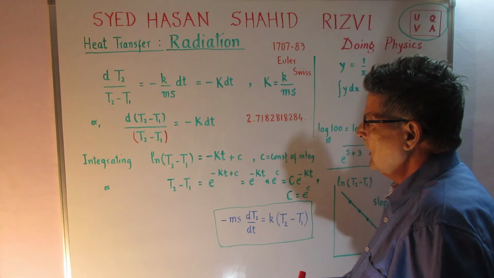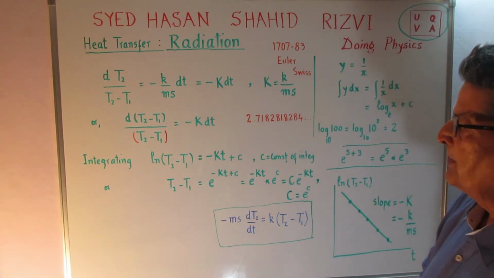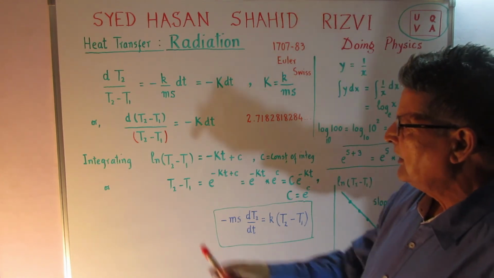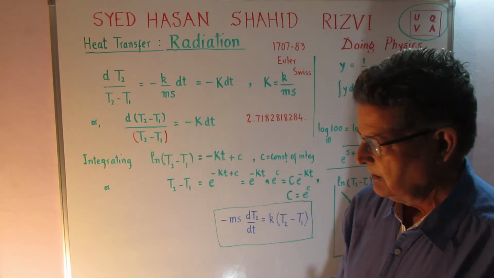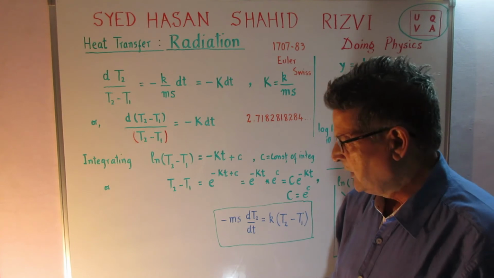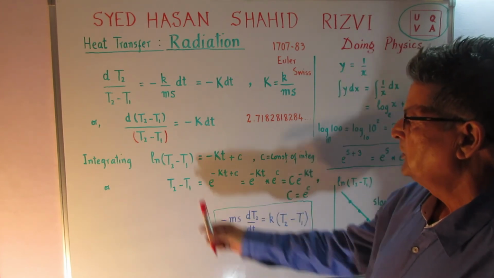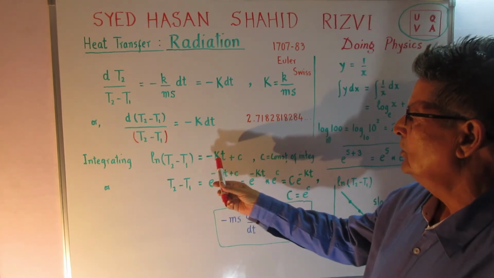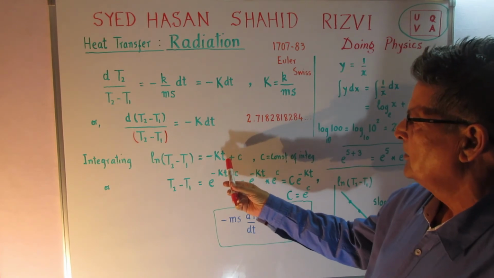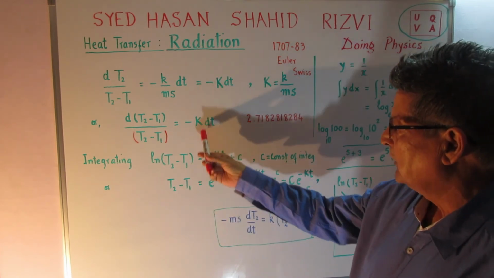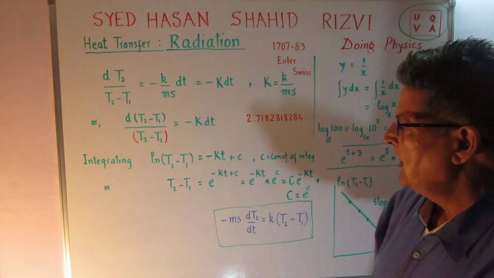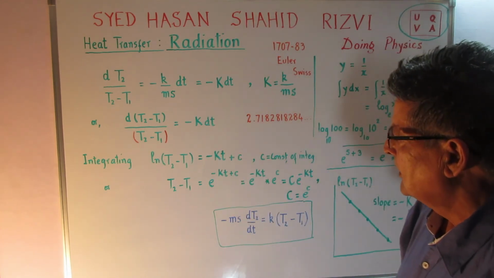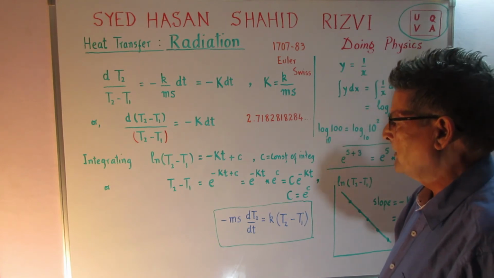Now when we integrate, the integral turns out to be equal to log natural, ln, or log to the base e, of T2 minus T1, equal to minus kt, because when the integration is carried out here, the integral of dt is equal to t plus a constant of integration, small c.